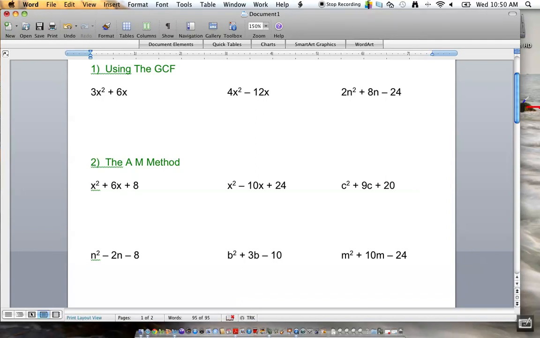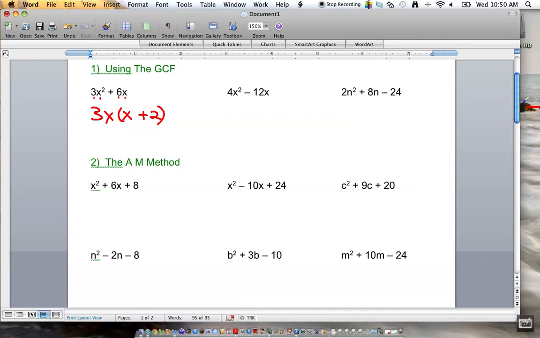So, as I look at this particular example, 3x squared plus 6x, what do they share in common? And what I notice is that there's a 3 in common and an x in common. So the correct answer is 3x times x plus 2. Now, the most important thing you can know about this is just do it. But check yourself by multiplying back.